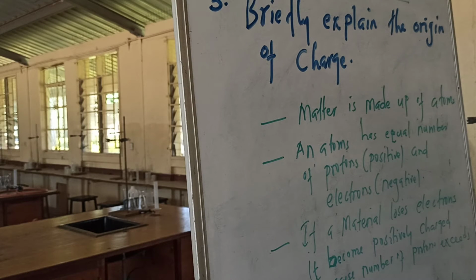Question 5. I want to emphasize this question because with my experience as a teacher, I've realized that this is one question that is so challenging to very many students. Briefly explain the origin of charge. Already, we know that we have two types of charges, negative and positive. In other words, a body can be positively charged or negatively charged. So how does a body end up being negatively charged or positively charged? I'm going to give it in steps.